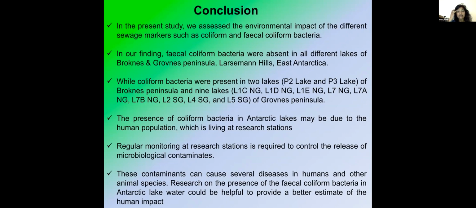Regular monitoring at research stations is required to control the release of microbiological contaminants, and these contaminants can cause several diseases in humans and other animal species. Research on the presence of fecal coliform bacteria in Antarctic lake water could be helpful to provide a better estimate of the human impact. Thank you so much.